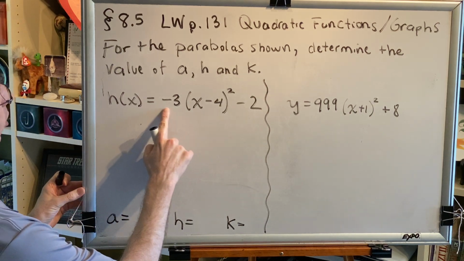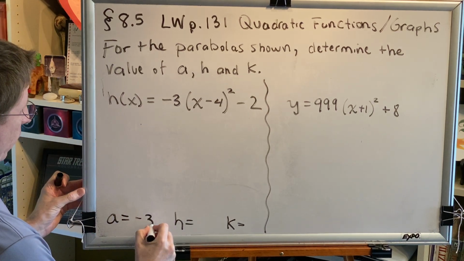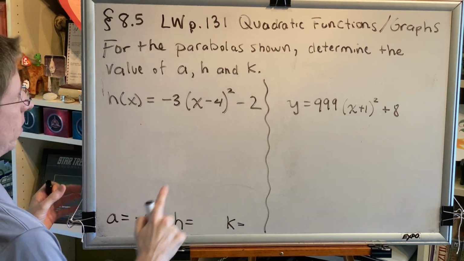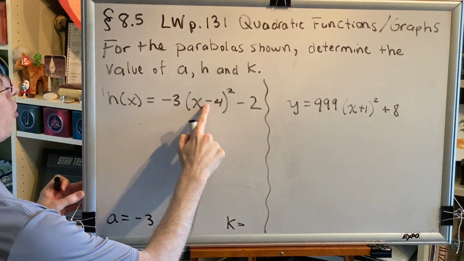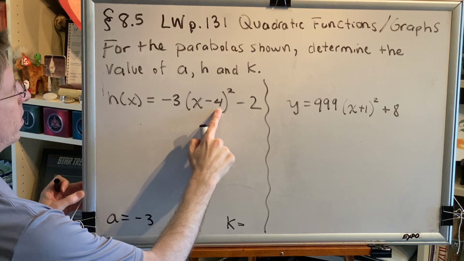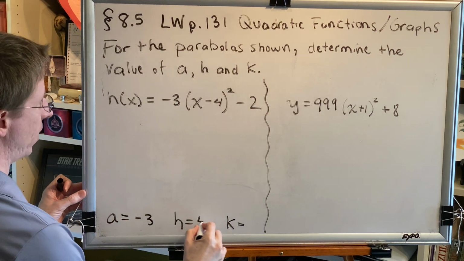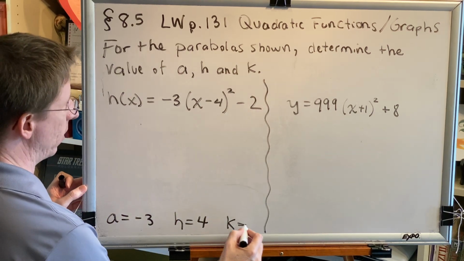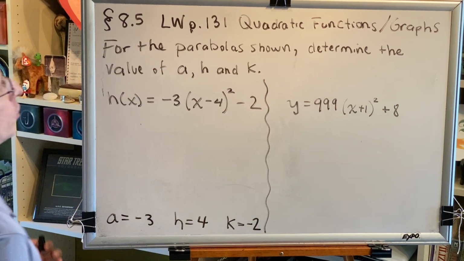a is the number multiplying by the squared part, so a is negative 3. h is the number inside the parentheses being subtracted. This says x subtract 4. What did we subtract? 4. So h is 4. k is the number outside being added or subtracted, so k is negative 2.